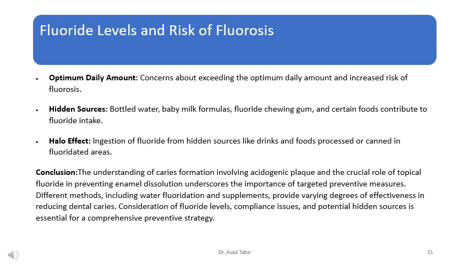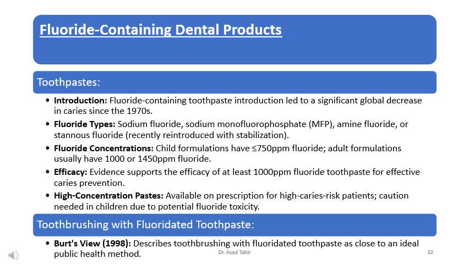Understanding how cavities form from acidic plaque and the importance of topical fluoride in preventing enamel damage highlights the need for targeted prevention. Different methods like fluoridation and supplements offer varying levels of effectiveness in reducing cavities. It's crucial to consider fluoride levels, compliance with recommended dosages, and potential hidden sources to develop a comprehensive preventive strategy. Fluoride-containing dental products, specifically toothpaste.